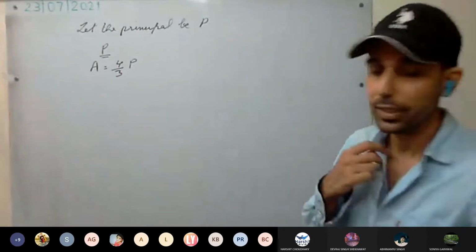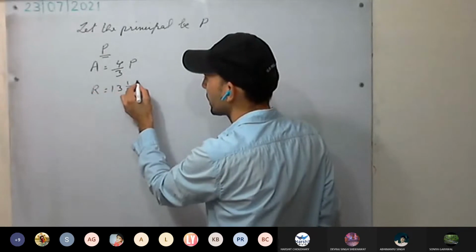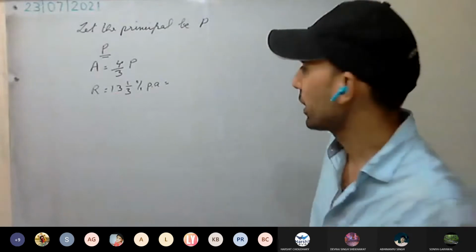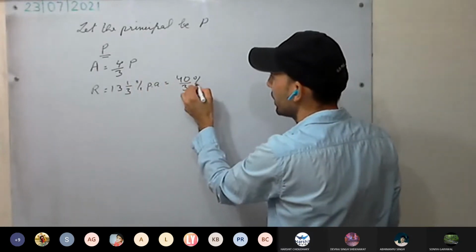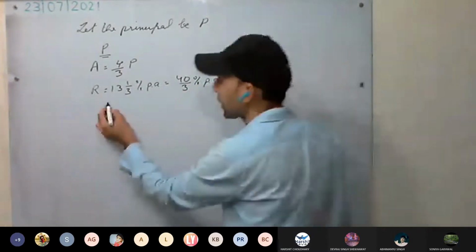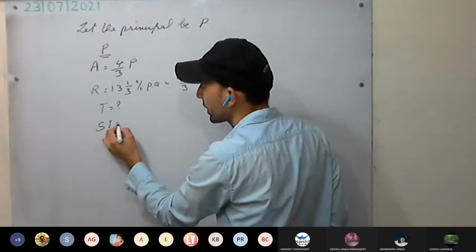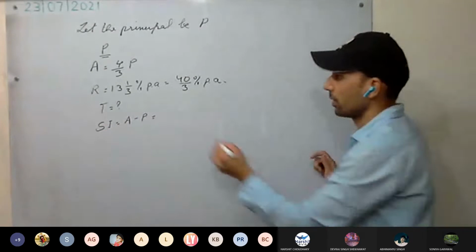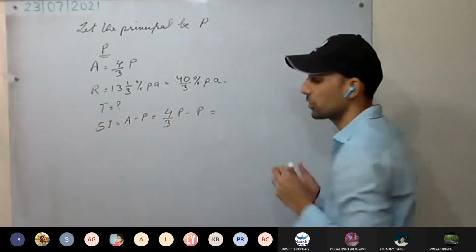Rate is given as 13 1 by 3% per annum. 39 plus 1, 40 upon 3% per annum. Rate is given and time we have to calculate. So you can calculate simple interest as amount minus principal. How much will it be? 4 by 3 P minus P.